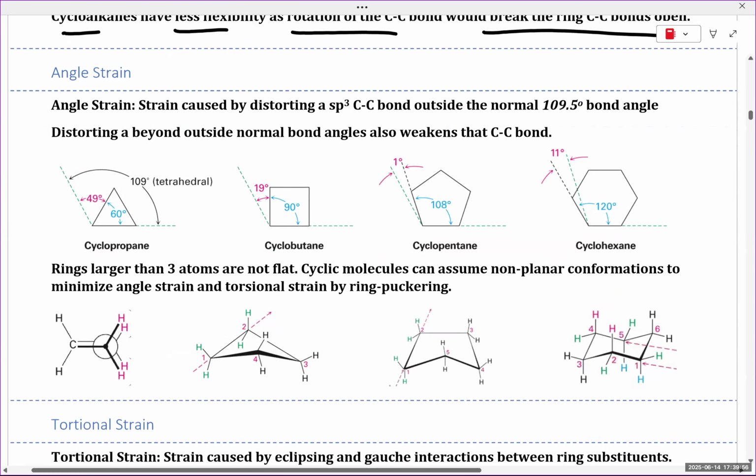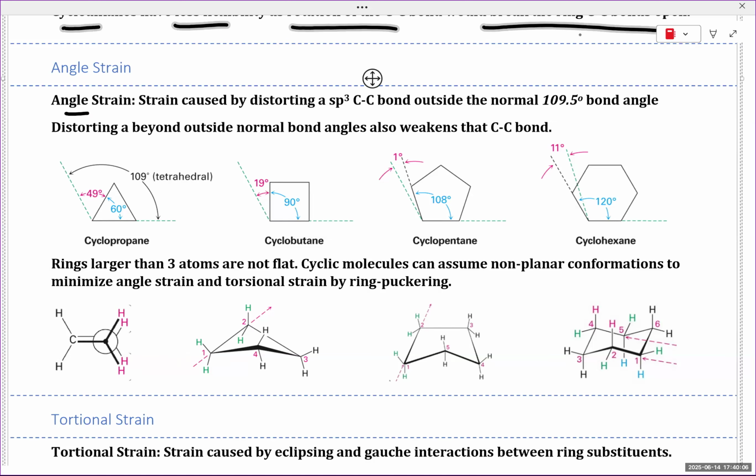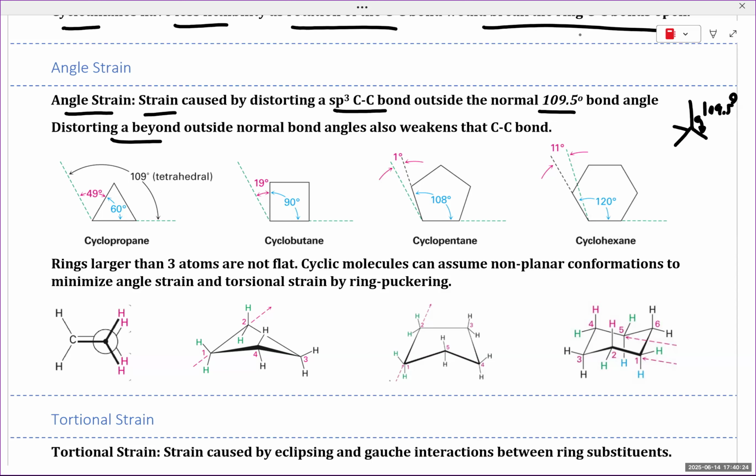One of the major considerations that influences cycloalkane energy and one of the main sources of strain when we look at cycloalkanes is this idea of angle strain, which is the strain caused by distorting an sp3 carbon-carbon bond outside the normal 109.5 degree bond angle. If you think about a tetrahedral carbon, your bond angle is going to be about 109.5 degrees, and distorting beyond these normal bond angles will weaken your carbon-carbon bond.